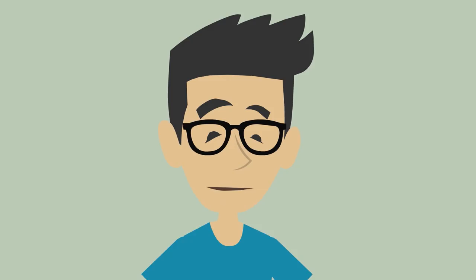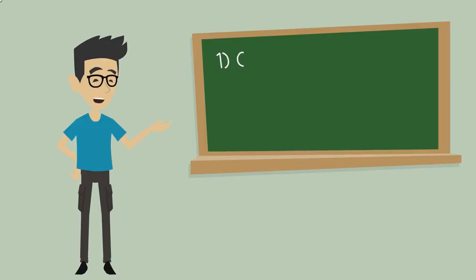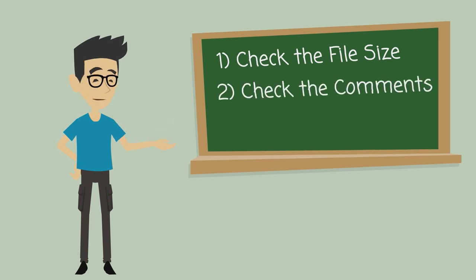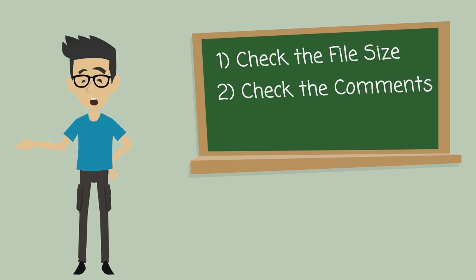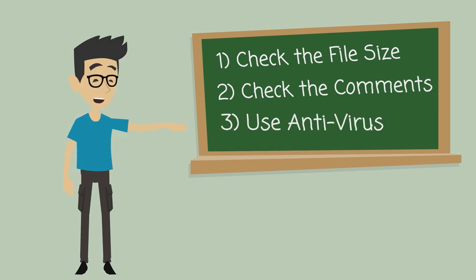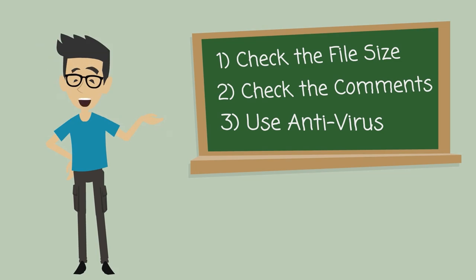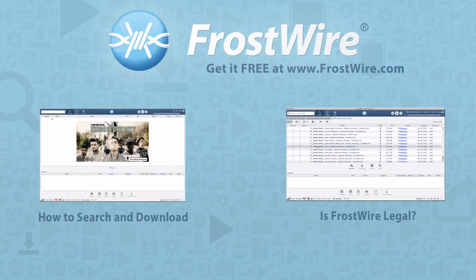Before you download a file, there's a few things you can do to protect yourself to some extent. Check if the file size makes sense for the content type you wish to download. Check the source link to see comments other users have left on the hosting website. And most importantly, if you're a Windows user and do anything online, always make sure you have an up-to-date antivirus software installed and to check any file you download before opening it. And remember, use your common sense.